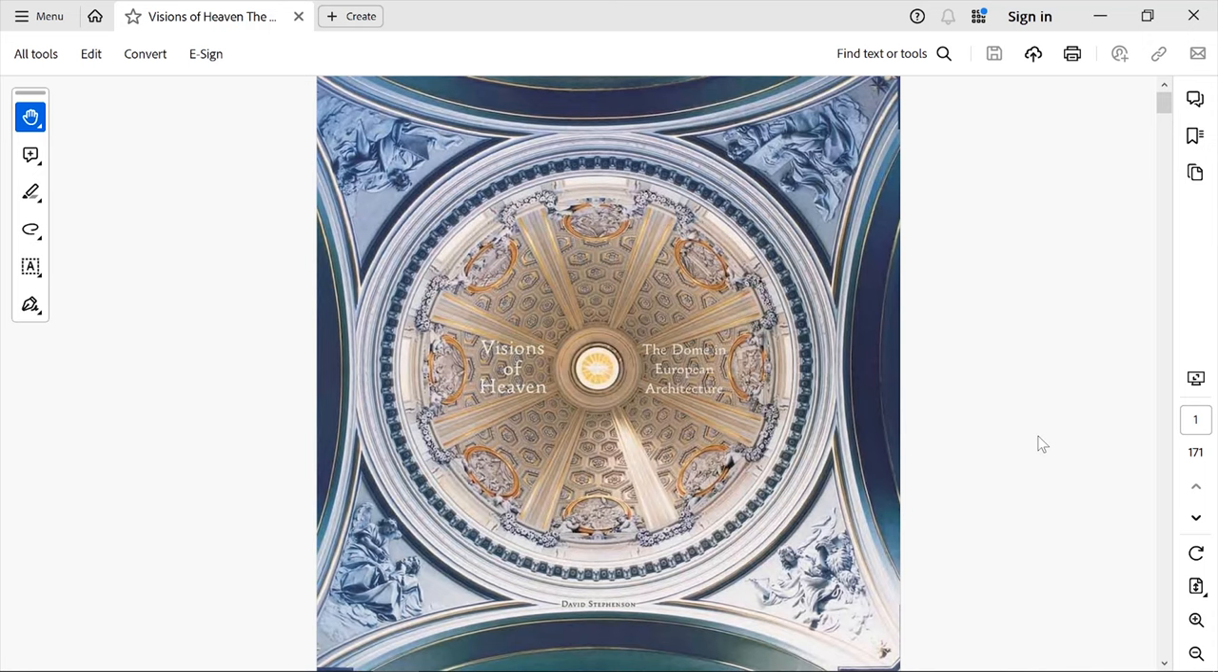Architecture Books Flip Through series that I decided to make a long time ago and then forgot about, so I'm doing it again now. And for this one, this is book 12. It's called Visions of Heaven, the Dome in European Architecture.